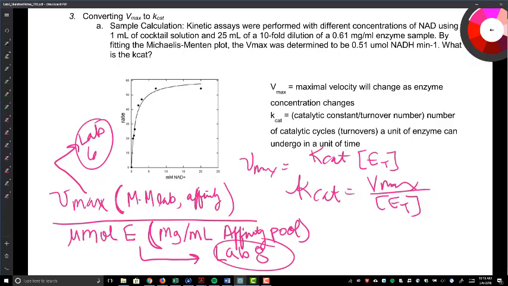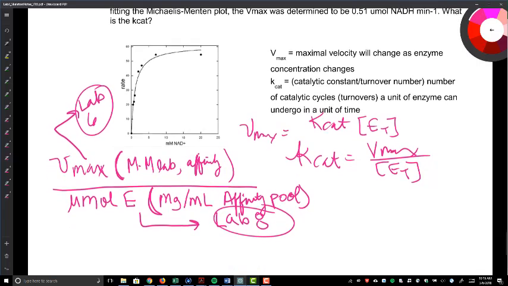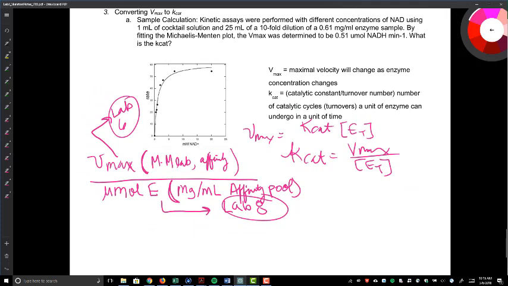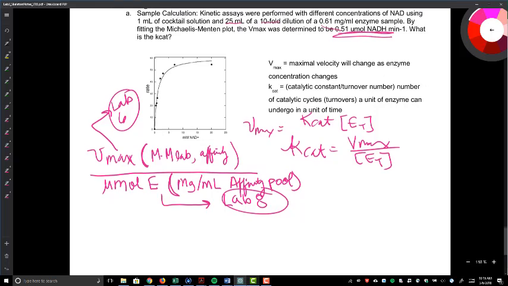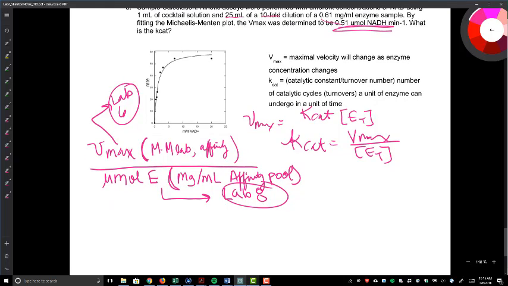Okay, so let's tackle this problem in terms of actual calculations. Kinetic assays were performed with different concentrations of NAD using a 1 ml cocktail solution, 25 microliter, 10-fold dilution of a 0.61 mg per ml enzyme sample. We have the Vmax, 0.51 micromoles of NADH per minute. So this is going to be our top component. This is going to be our Vmax.